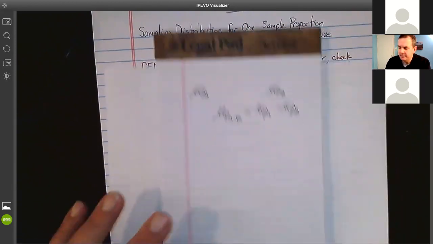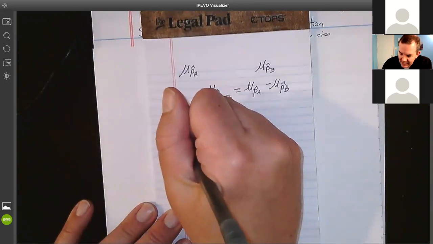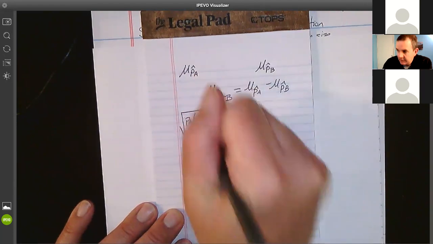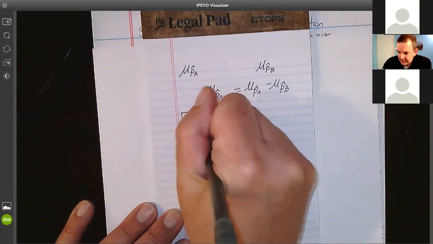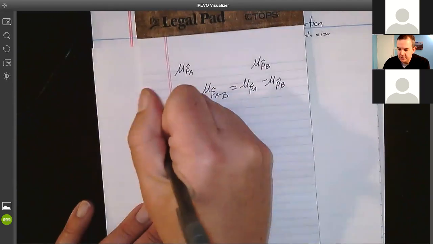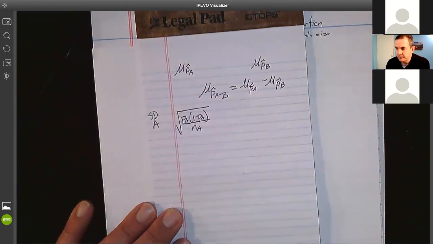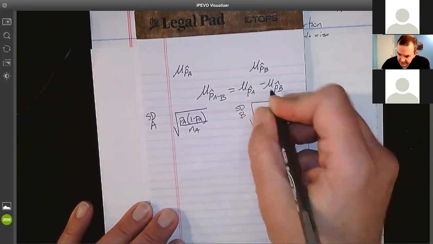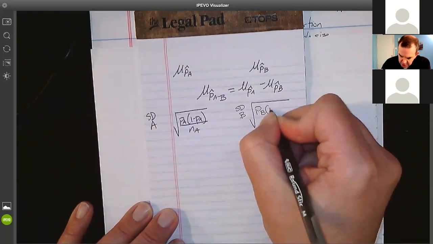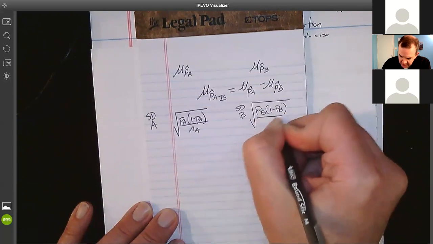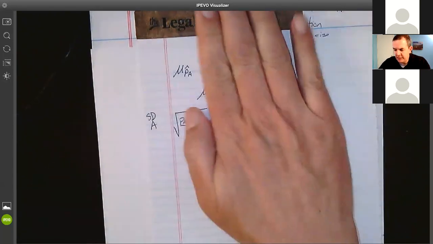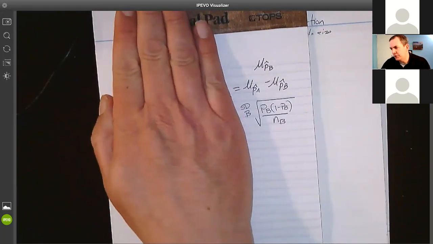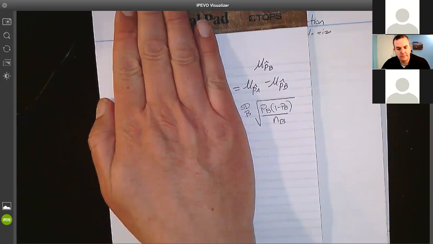Now, I'm going to tell you our standard deviation formula, this square root of P times 1 minus P over N. That's my standard deviation of A. This is going to be my standard deviation of B. Again, we're just plugging and chugging using the formula from the formula sheet. If this was one sample and it was just A, that's what we'd have. If it was just B, this is what we have.